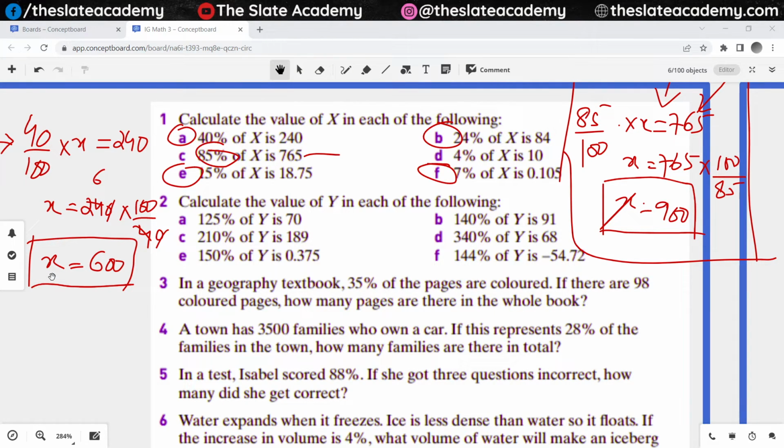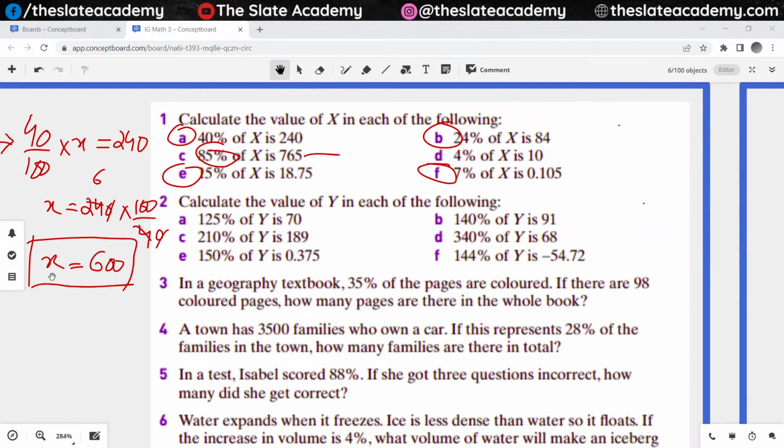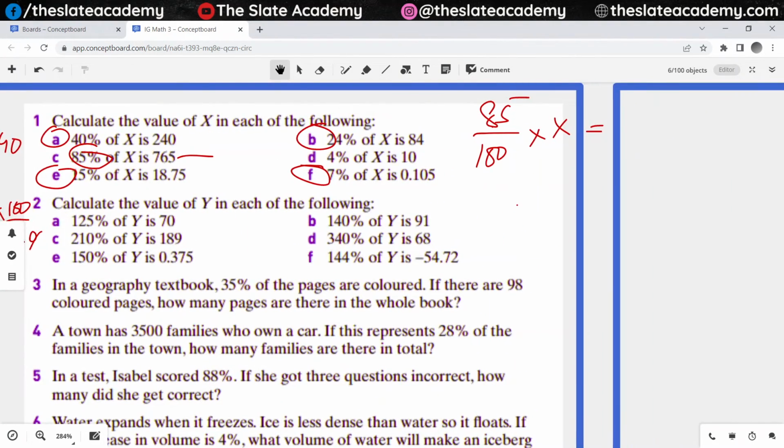No, no. Allahu Akbar. Okay, look over here. I'm saying 85 divided by 100 of x. So of means I multiply with x. And this is equal to 765. Understood? Now since I have to find the value of x, I will move everything to the other side of the equation.